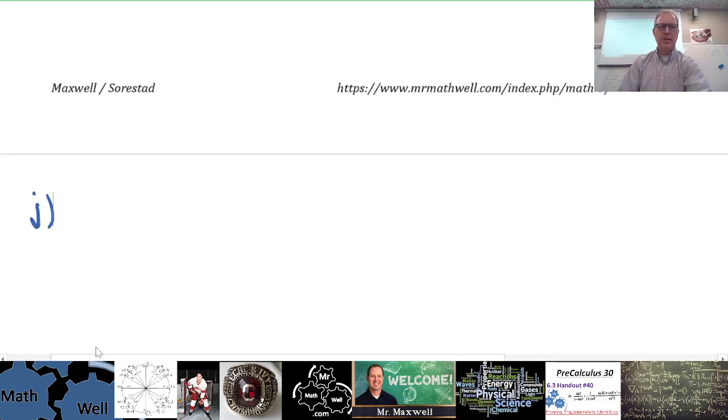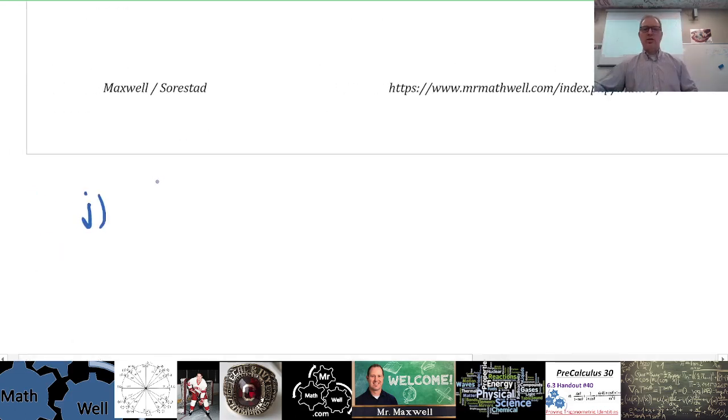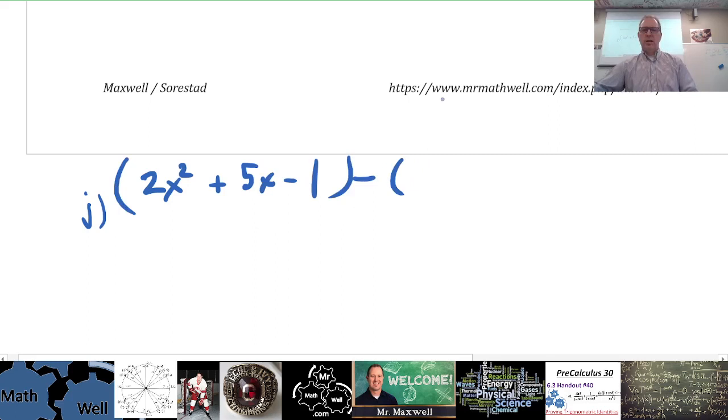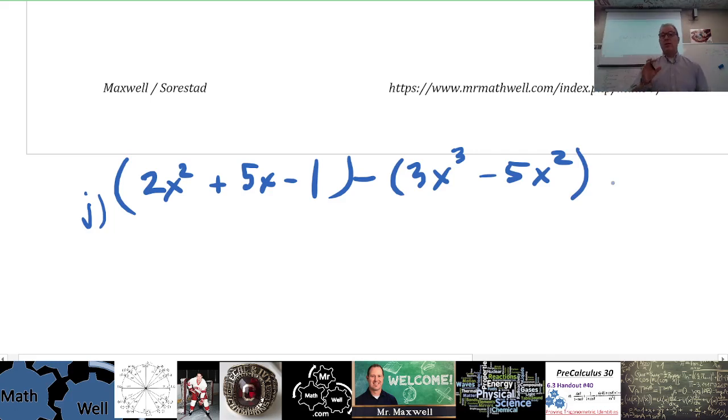And what happens if, let's do something like this, 2x squared plus 5x minus 1. And I am going to be subtracting a 3x to the power of 3 minus 5x squared. So some of the terms don't have a like term partner in there, okay? So we've done this with the addition, but with subtraction, you have to remember what we do there. So I'm going to rewrite that vertically and show you visually here what's going on.